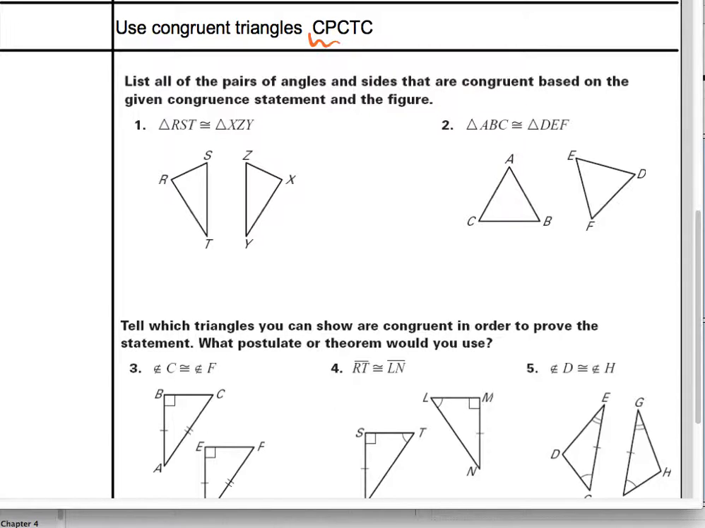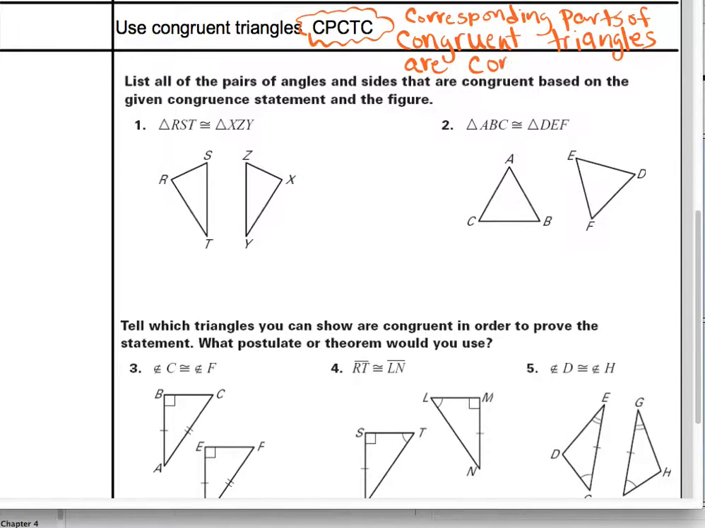called CPCTC, which stands for corresponding parts of congruent triangles are congruent. So corresponding parts of congruent triangles are congruent, so CPCTC. Skips the T and the R when they abbreviate it there.